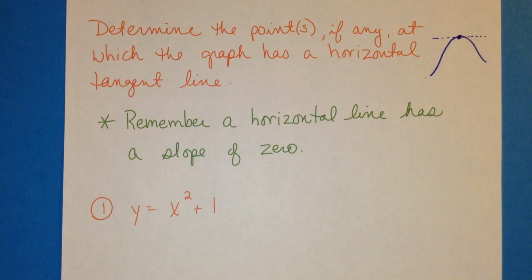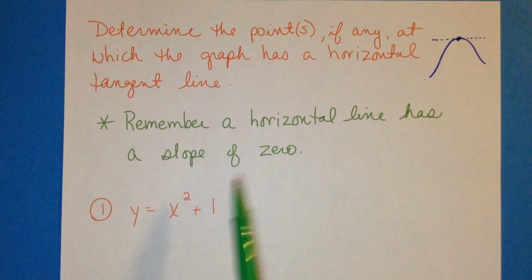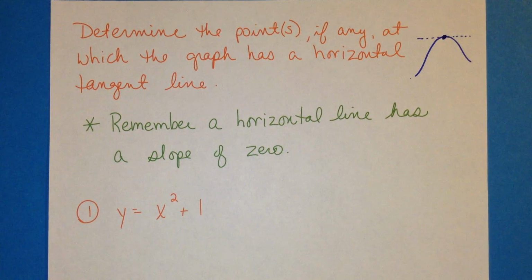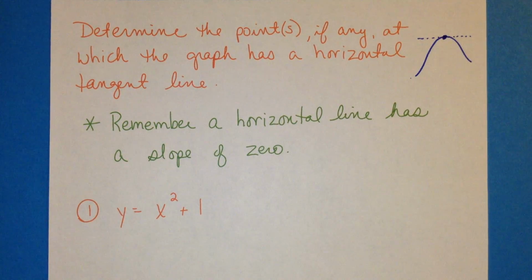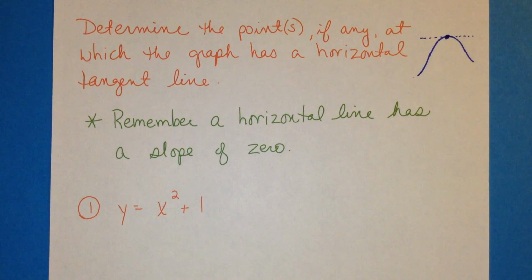So what you've got to keep in mind is that the slope of a horizontal line is always going to be 0. You've got to keep that in mind when you're working these. All right, so the first one is y equals x squared plus 1. Since we're talking about a tangent line, we know that this tangent line is going to have a slope of 0.